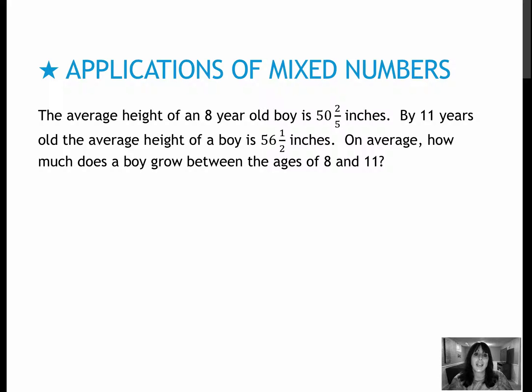So here we have the average height of an 8-year-old boy is 50 2/5 inches, and by 11 years old the average height is 56 1/2 inches. So on average, how much does a boy grow between the ages of 8 and 11? So if we're just finding the difference in the average height, I'm going to subtract. So I'm going to take 56 1/2 and subtract 50 2/5.